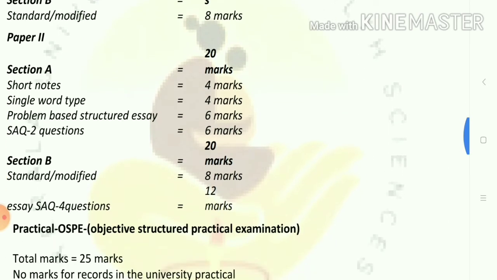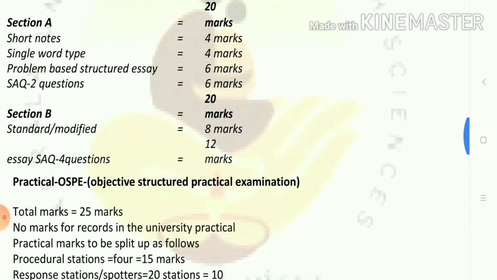And for paper 2, again like that earlier. For section B, standard modified 8 marks. Then essay, short answer question 4 into 4, that is 12 marks.